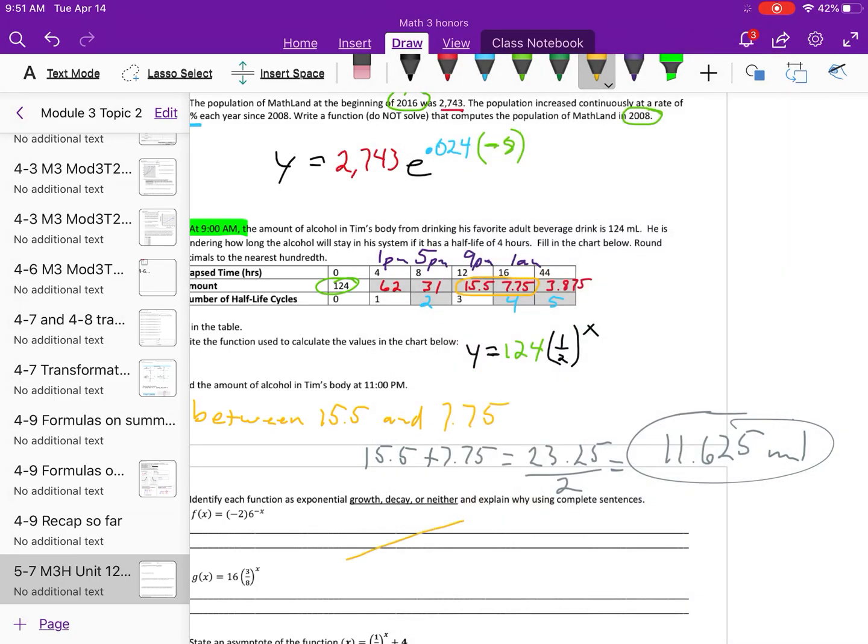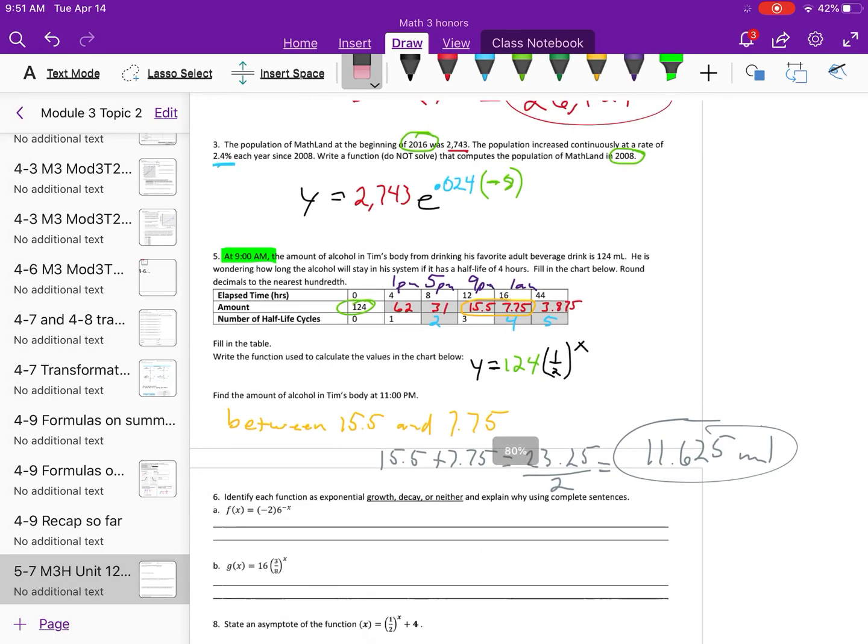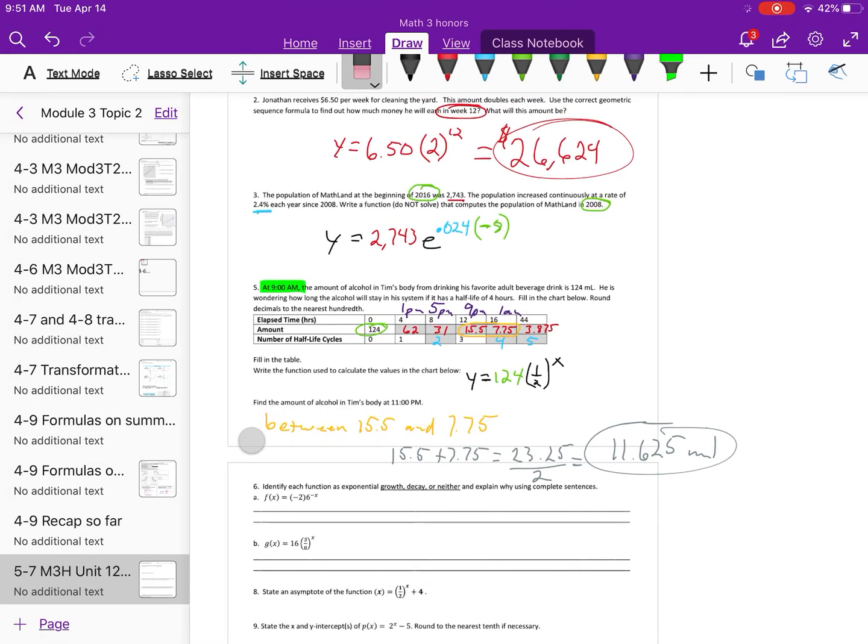So both of these are the right answers. I don't want you to think that one is better than the other. I just want to show you that you could actually find the exact amount at 11 p.m. just because it gave you a nice clean number directly in between 9 p.m. and 1 a.m.